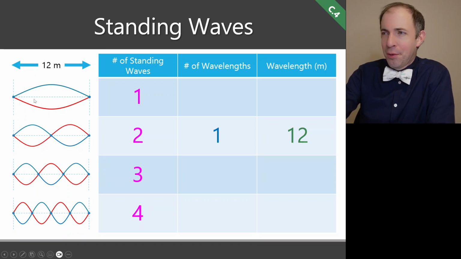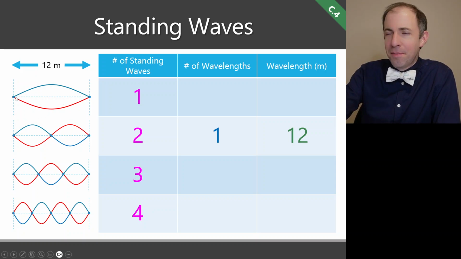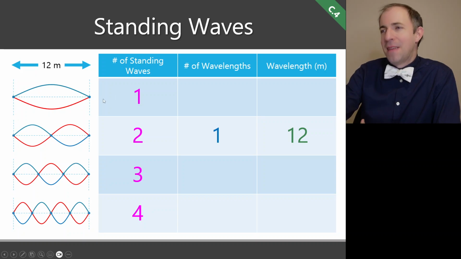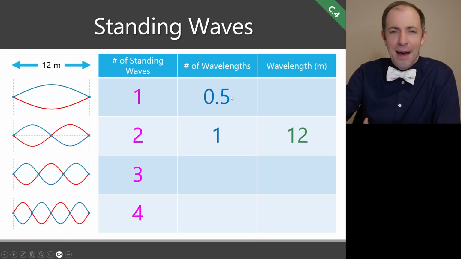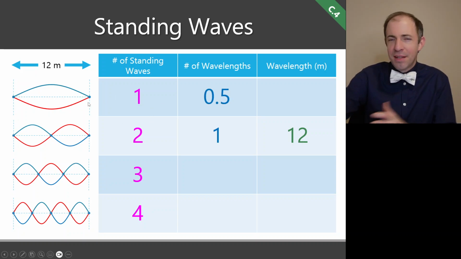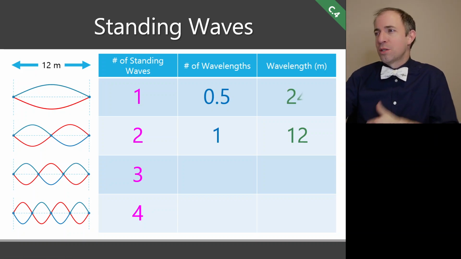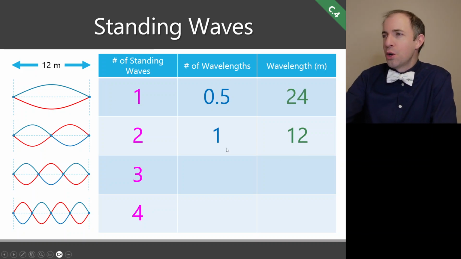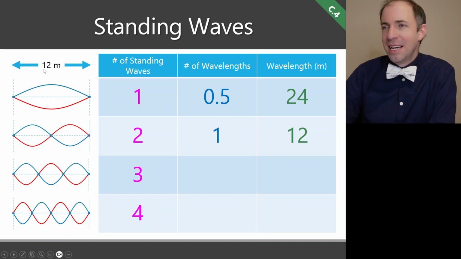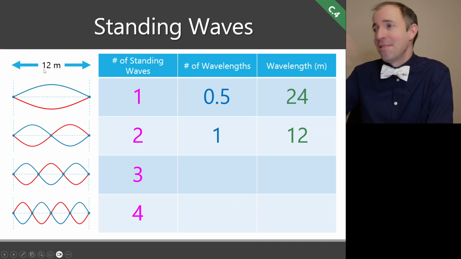Now we can look at this top one. There's one standing wave, but looking just at the blue, I go up to the peak and back down to the middle. That is not going down to the trough. That's only half a wavelength. If you have half a wavelength in 12 meters, to get a full wavelength you need double that, or 24 meters total. You could also do this with some simple math and say 12 divided by 0.5 would give you that wavelength.